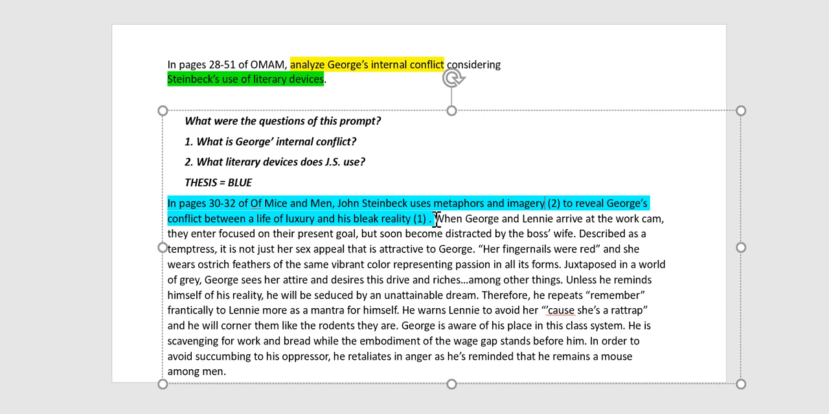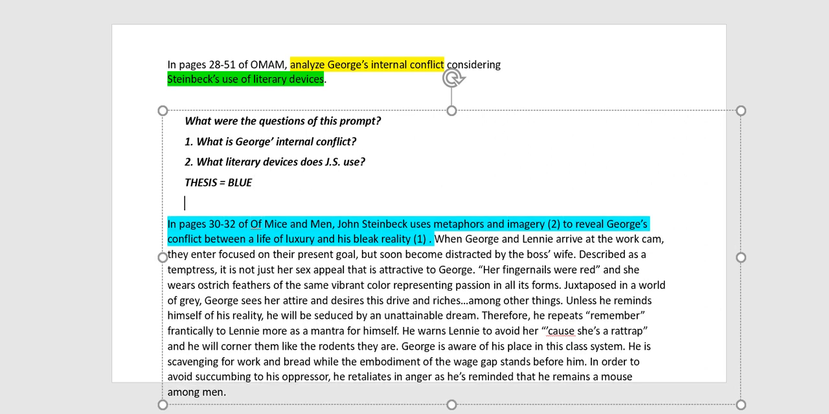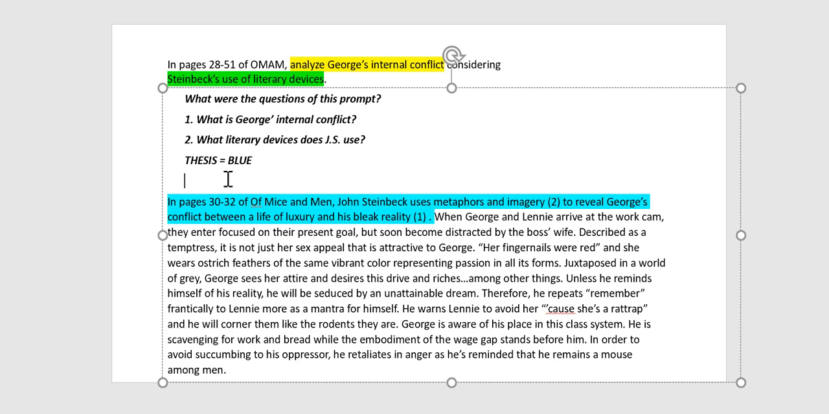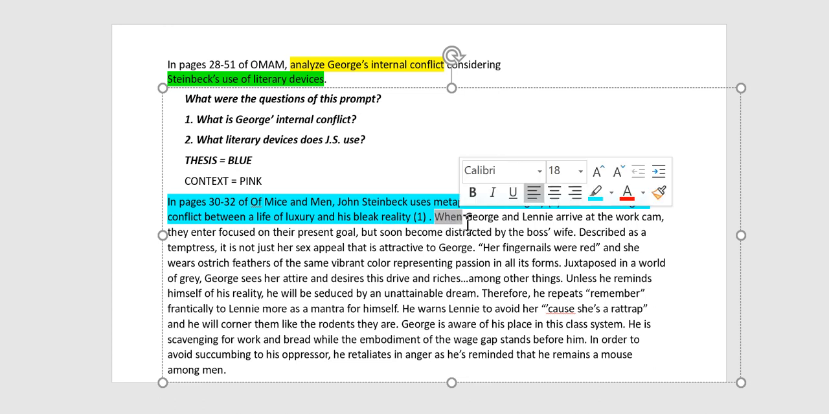Before I jump into evidence, I want to give some context. So, let's say context, I'm going to move this up. Context equals pink. I need a lead into my context, and when or after, these conjunctions we've talked about, are a great way to do that.